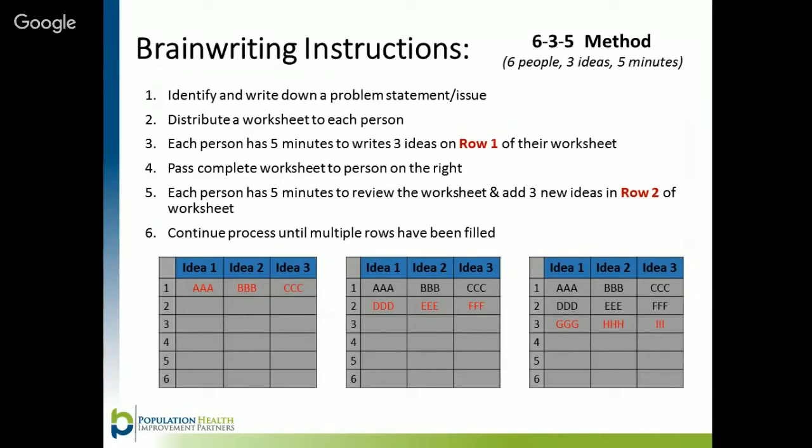The last step is to review all the ideas from the worksheet, sort through the ideas to remove duplicates, and identify clusters of ideas.